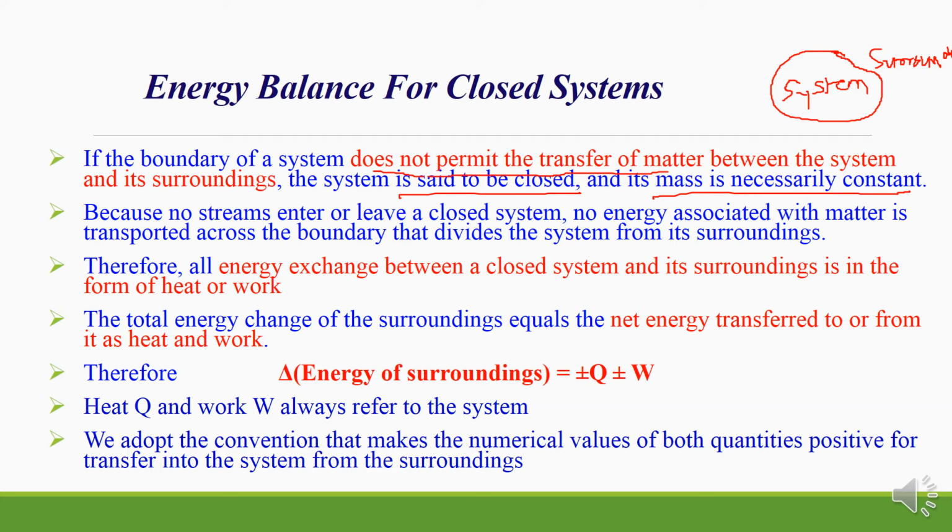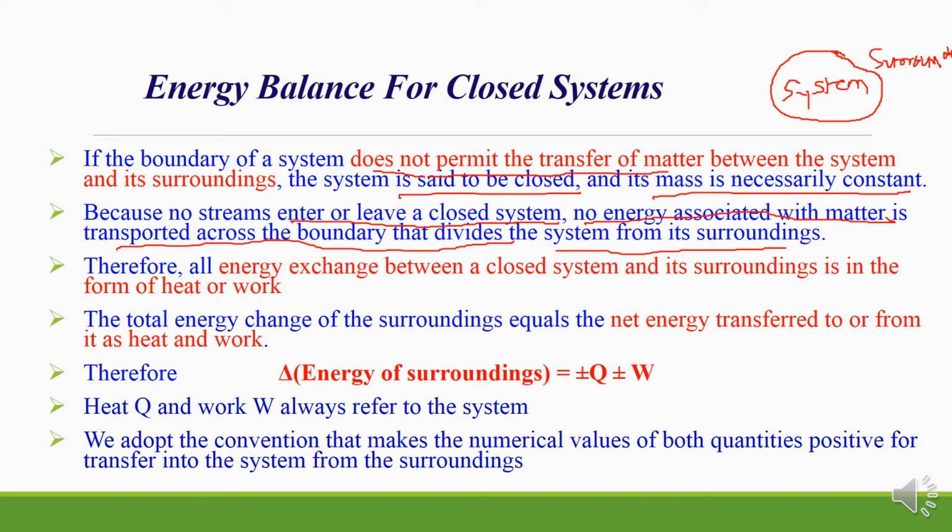Because no stream enters or leaves the closed system, that means nothing is leaving the system, nothing is entering the system, no energy associated with matter is transported across the boundary that divides the system and surrounding. What divides the system and surrounding? Boundary. Remember, if some material is entering the system, and every matter is maintained at some temperature, that means it has some energy, right? And when that matter enters the system, some energy is added to that system. That is very important, remember.